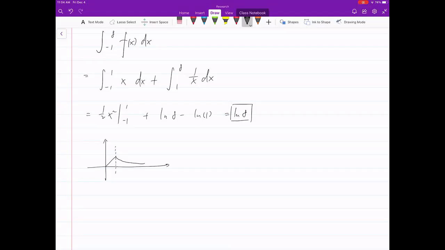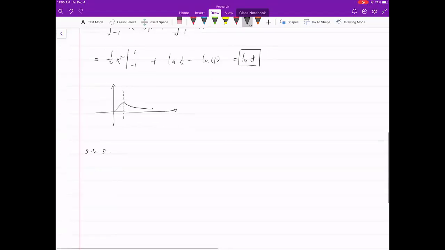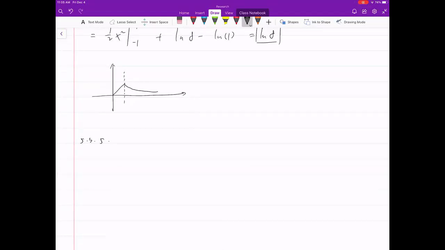All right, Emma. 5.3, number 5. Integral from there to here. g(x) equals, minus 5. So I'm just going to change it to be 4 plus 5x.